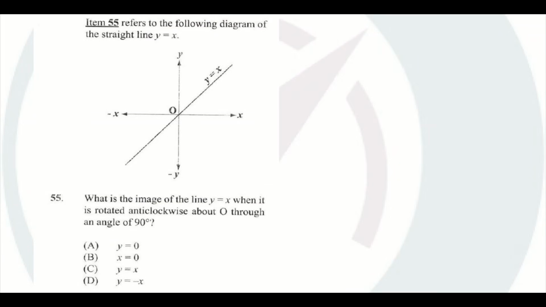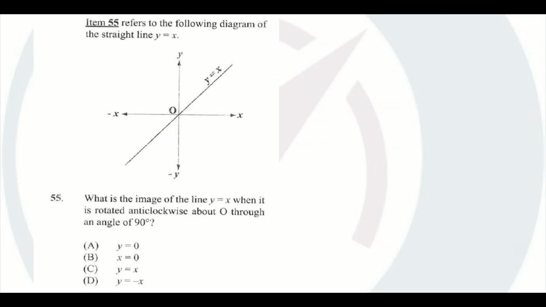Item 55 refers to the following diagram of the straight line y equals x. What is the image of the line y equals x when it is rotated anticlockwise about the origin through an angle of 90 degrees?